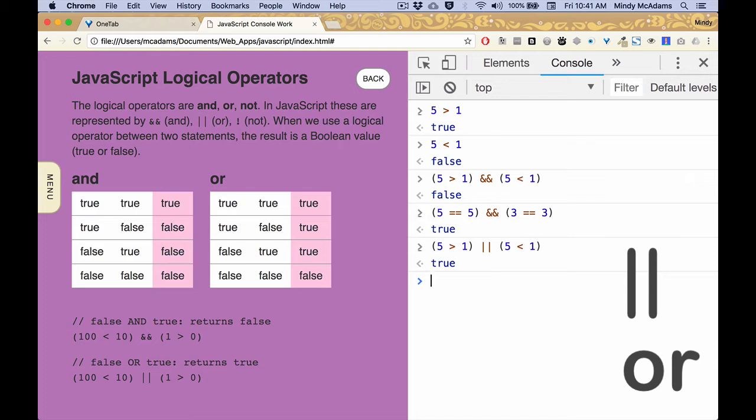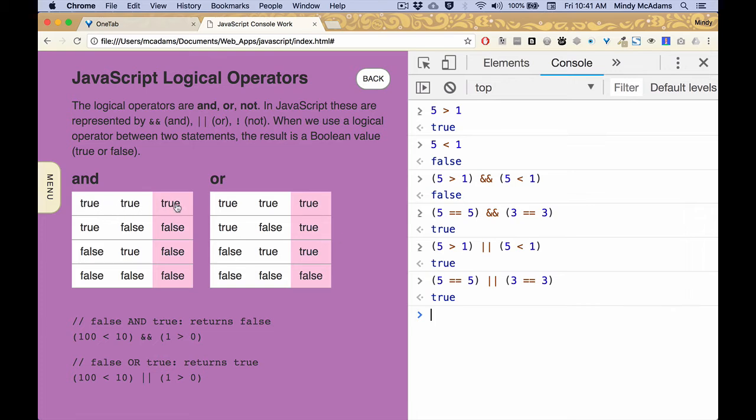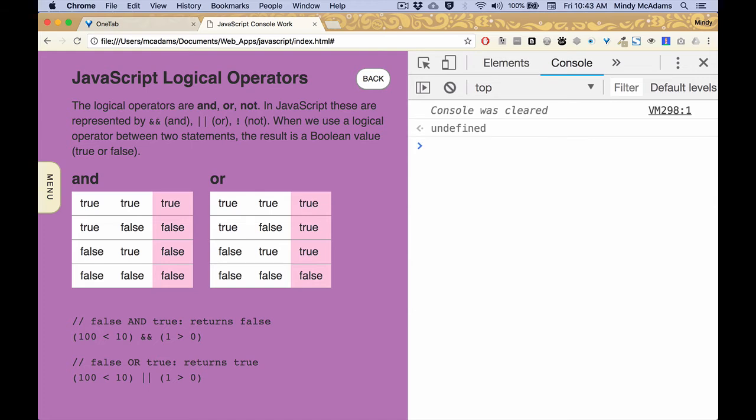So a way to think about this, oh, wait, and let's do this one too. So this is true no matter what, because when both statements are true, it doesn't matter if they're linked with and or or, it's going to return true, right? So you can see that at the top of the two truth tables, right? True and true equals true, true or true equals true, and that's what we're getting over here in the console on the right side.